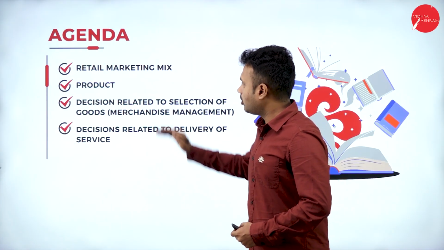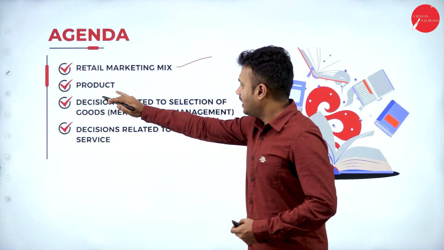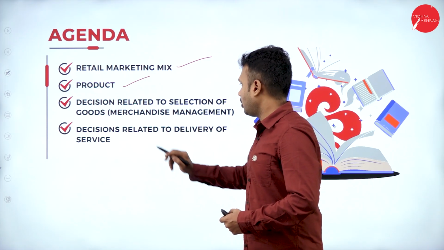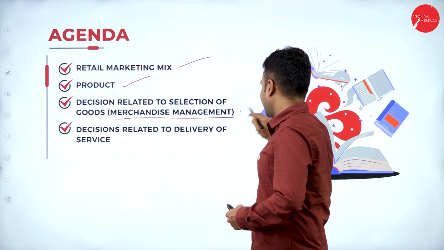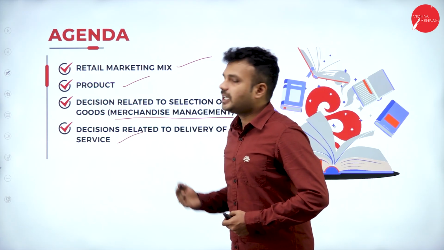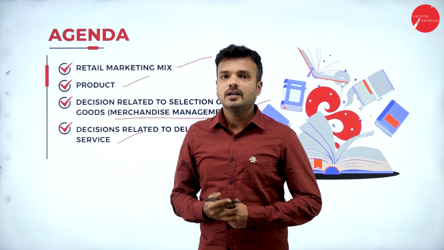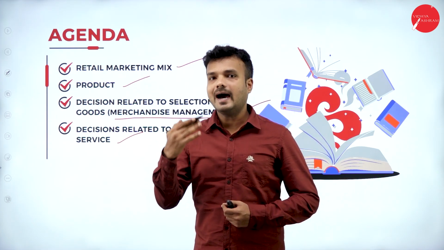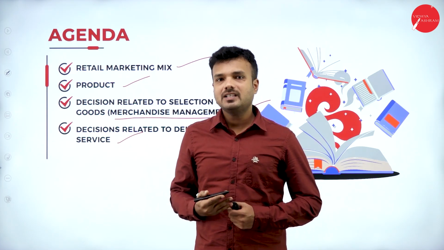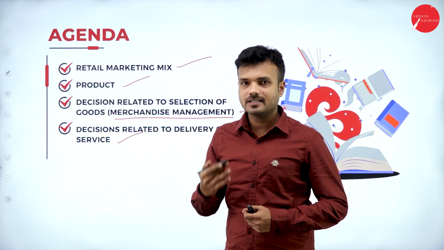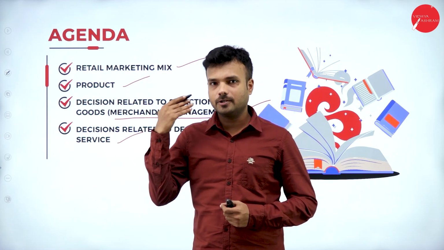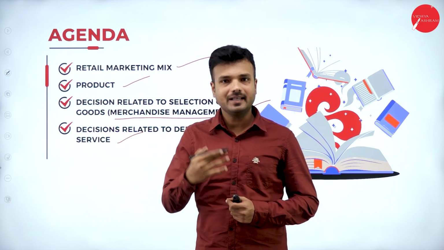We are going with the concept of a retail marketing mix, the concept of a product, decisions related to selection of goods or merchandise management, and decisions related to the delivery of service. This is a very important unit from the exam point of view. More than 30 marks of questions will be asked from this unit. In this unit, we are going to study the 4 P's of the marketing mix. The first is product, the second is price, followed by place and promotion.